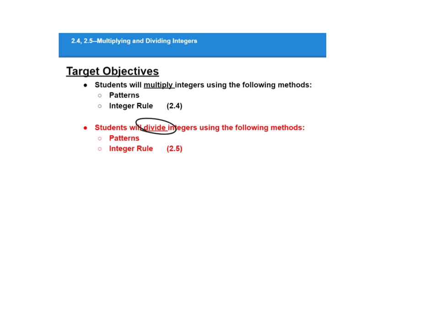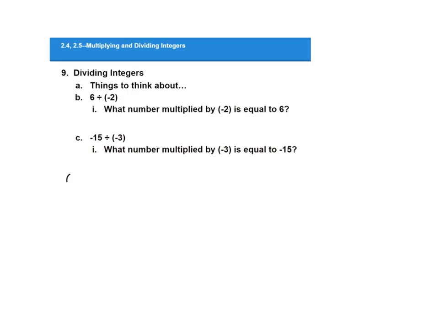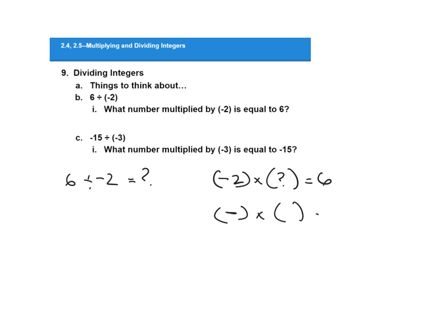So now let's look at divide. When we're dividing integers, we've got 6 divided by negative 2. What I want you to think about is that negative 2 multiplied by something is equal to 6. So that gives you an idea that this is a negative times something to equal a positive. And in order to fill in there, that negative times, it has to be a negative to equal a positive. So 6 divided by 2 is 3, but it's 6 divided by negative 2, so it has to be negative 3.